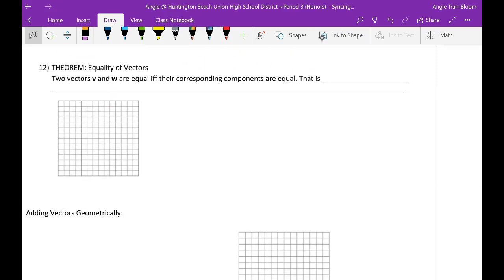12. Theorem of equality of vectors. Two vectors, let's call them v and w, are equal if and only if their corresponding components are equal. That is, if vector v equals a comma b and vector w equals, let's call it a2 now, comma b2, because we have two a's and b's. So let's insert in vector v a1 and b1, okay?